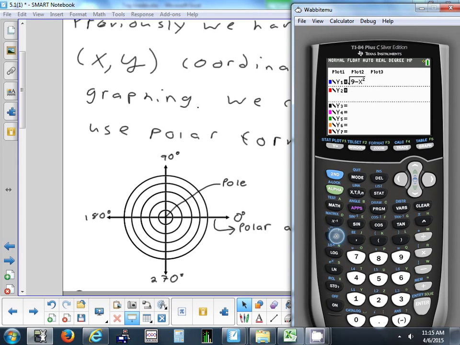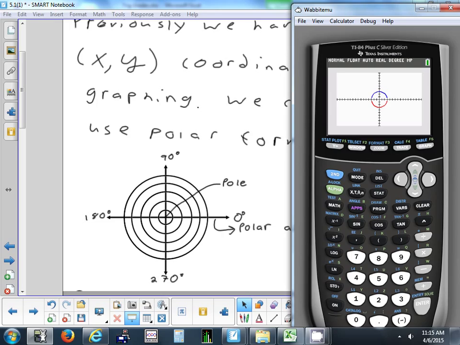9 minus x squared. Has anybody done a lot with graphing circles in algebra 2? So I just want you to look at how much stuff I have to type in. Not a lot, but enough. Now let's do zoom 5. And there's my 2 different colors. There's my circle with a radius of 3.